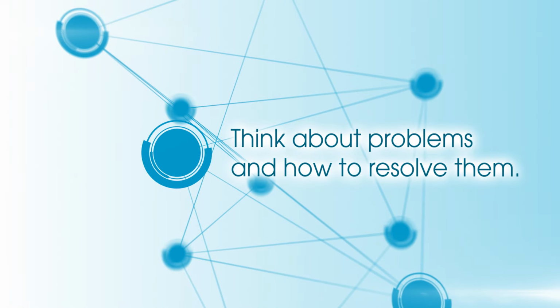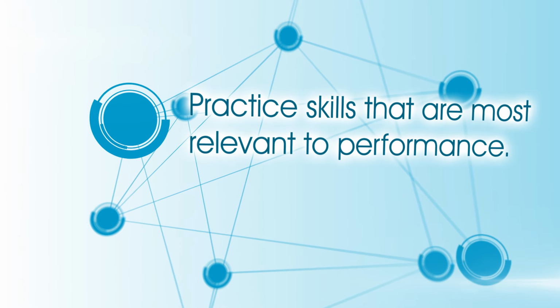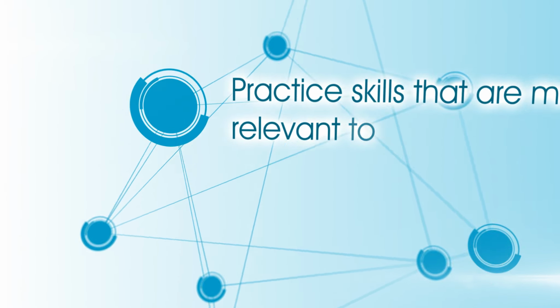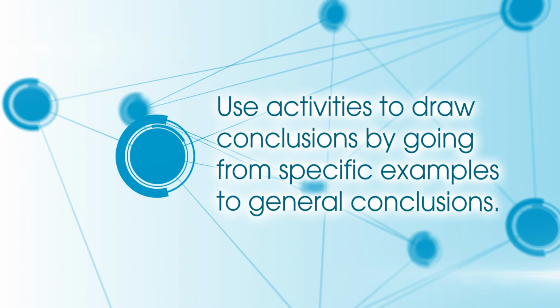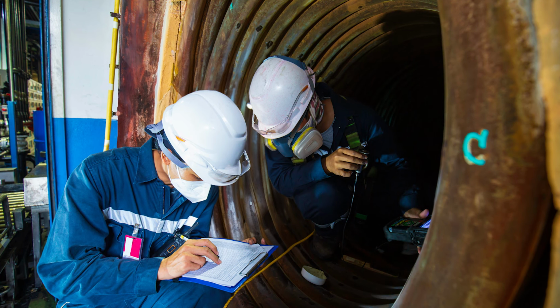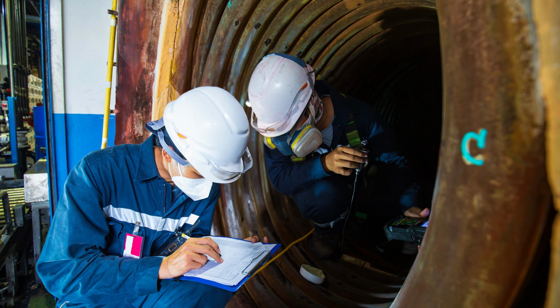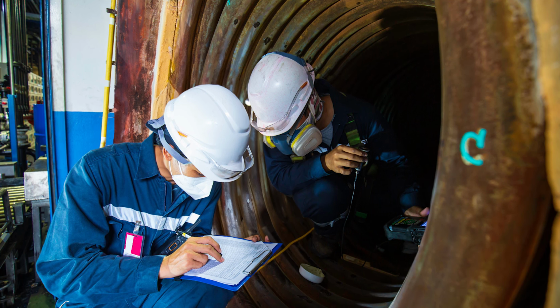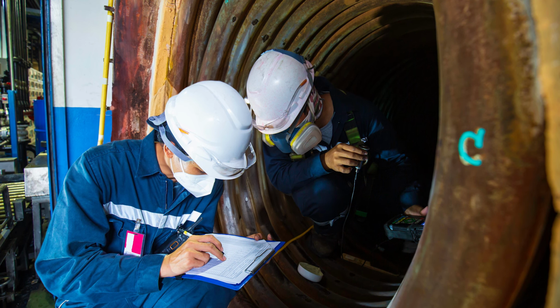The way to do these things is to give learners the power to think about problems and how to resolve them. Practice skills that are most relevant to performance. Use activities to draw conclusions by going from specific examples to general conclusions. In a safety training we developed for 3M, we defined the specific danger related to confined spaces. We then asked the learner to use this knowledge to identify possible confined space dangers found on a 3M chemical site. Users were drawn to interactions like this.